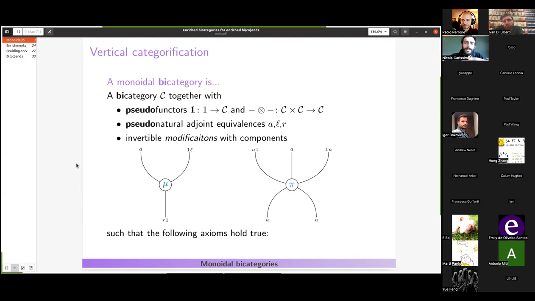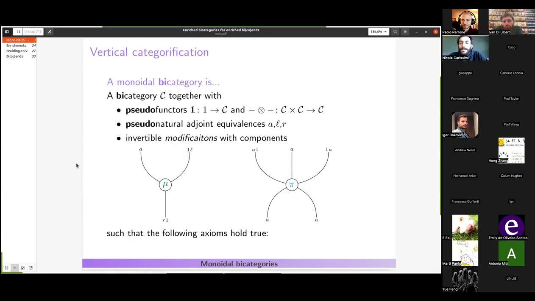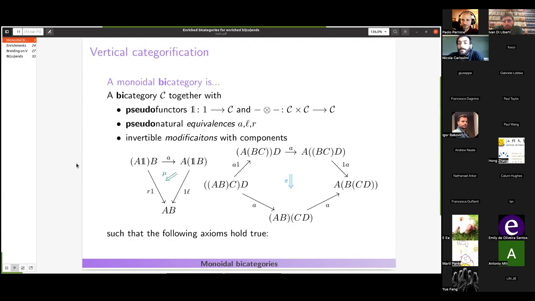So once we represent our structure, our modification, in this way, the axioms become this one for pi, which is called the non-abelian four-cocycle condition, and is a higher analog of the associativity coherence. The name comes from the fact that this looks like a four-cocycle, more or less the same way the pentagon, the associativity coherence, looks like a three-cocycle.